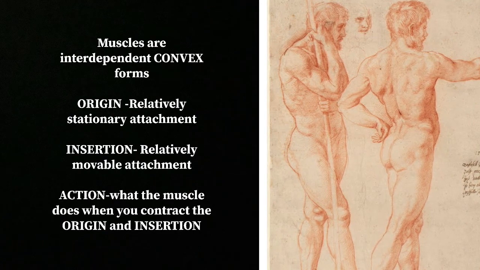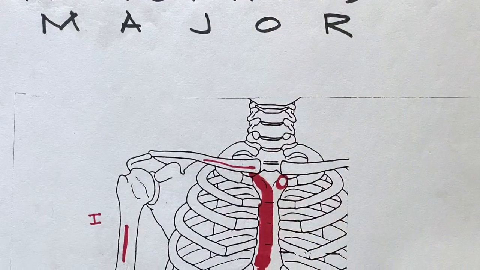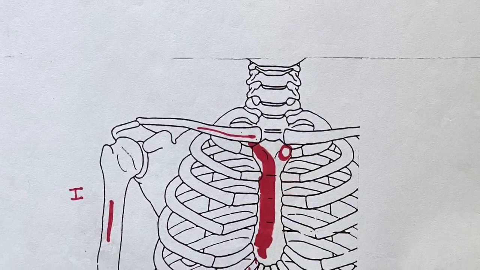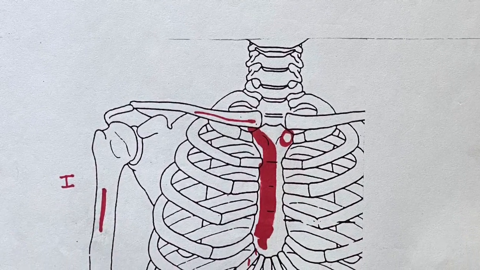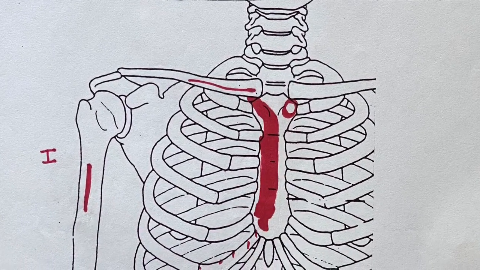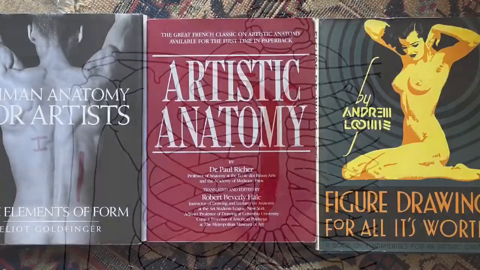So let's start looking at the muscles of the torso, starting with the pectoralis major, your pectoral muscles. They originate from your sternum and medial, meaning the middle part of your clavicle, and insert on your humerus. And I want to look at them in a little more detail from one of these books.